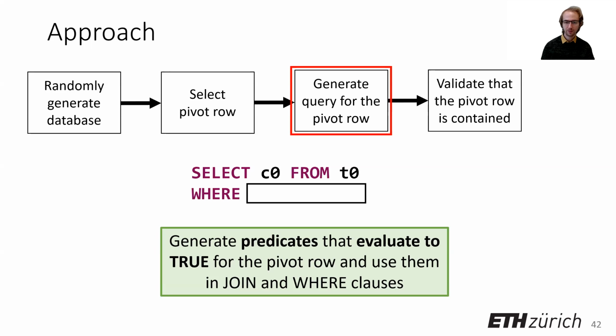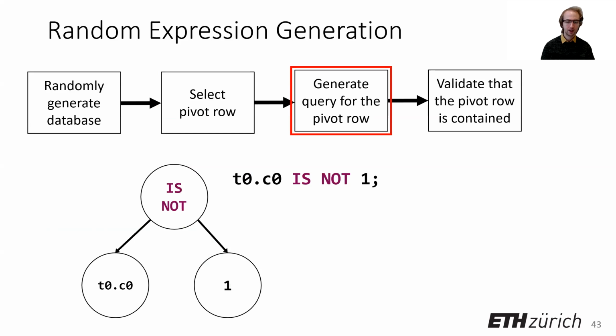Then we generate a query that is guaranteed to fetch the pivot row. And here our insight was that we only need to generate predicates that evaluate to true for the pivot row so that we can then use them in join and where clauses, knowing that the pivot row will be part of the result set. So for our example, let's just assume that we randomly generate the predicate that already allows us to detect the bug.